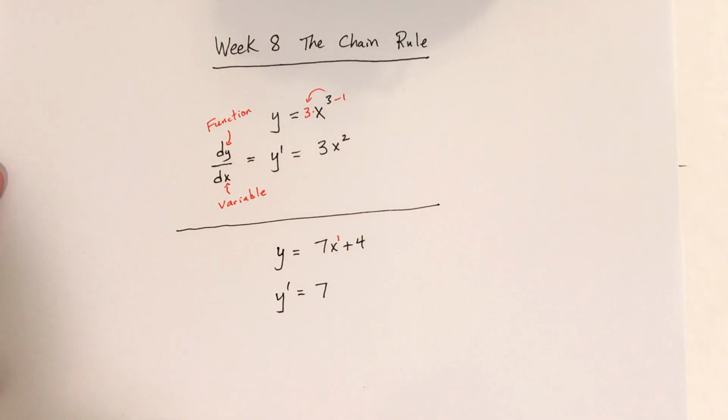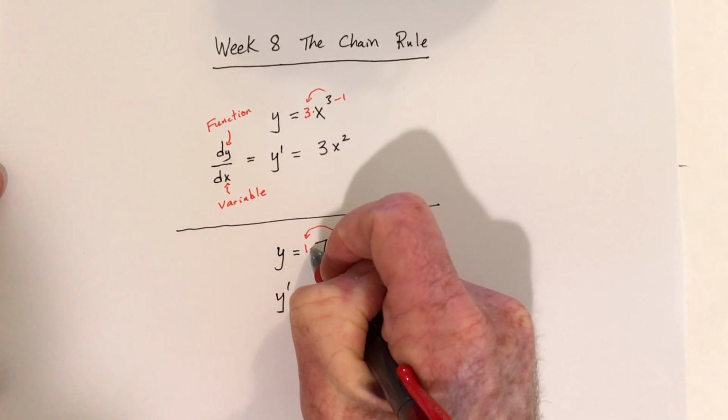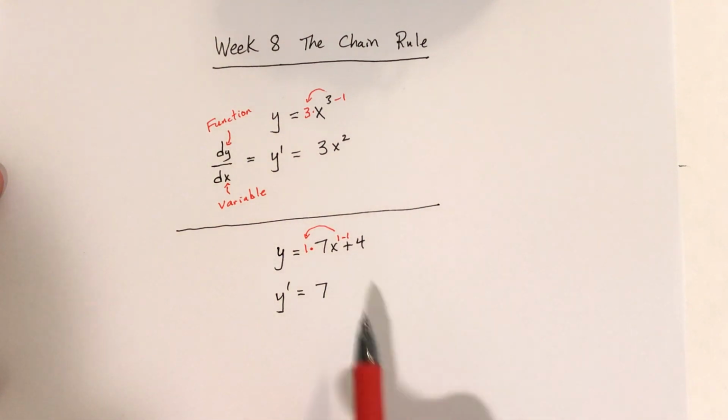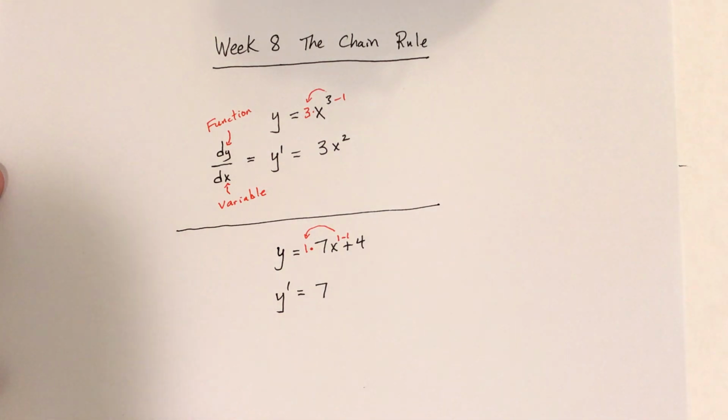Or another way to look at that one is x is the same thing as x to the 1. So if you do the power rule, the 1 will go in front and multiply. And then you subtract 1 from the exponent. And this is going to give us x to the 0. And x to the 0 equals a 1. So this really says 1 times 7 times 1. So the answer is 7.